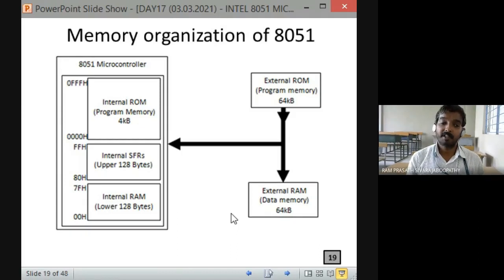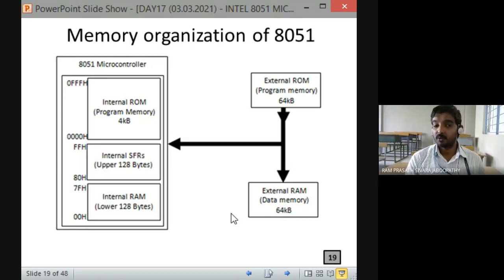That's why memory organization is very important in the case of a microcontroller. In the instruction you write, if you are going to access internal RAM, you should use an 8-bit address. If you are going to access the external RAM, you should use a 16-bit address. Don't forget that. But in the case of program memory, it is common. Whether internal or external, it is a 16-bit address space.